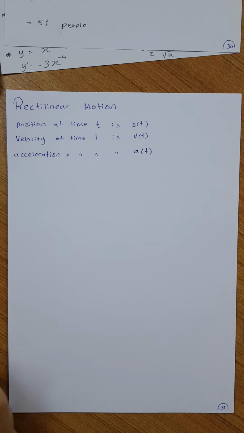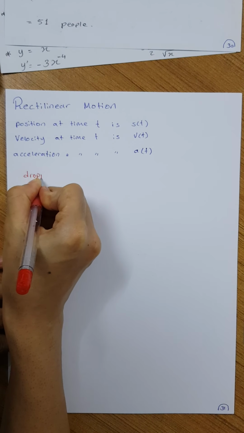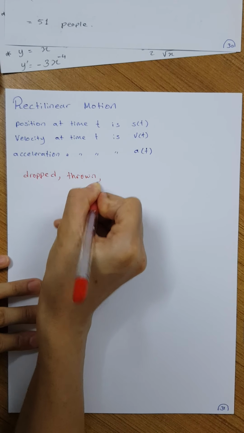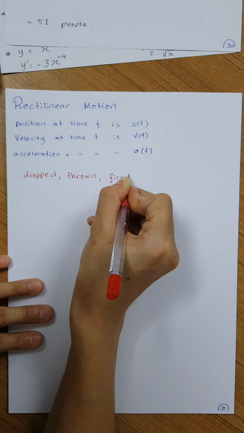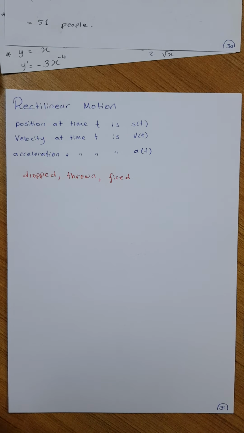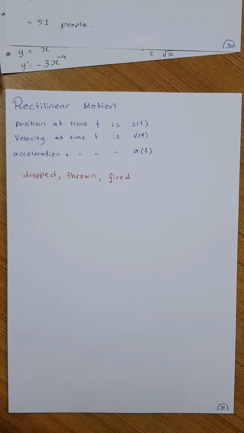Okay, so if an object is dropped, okay, let me write it here. If it is dropped, thrown and fired, we have got rectilinear motion. Okay, when we are talking about rectilinear motion, we have got three things to consider. We have got position of an object.